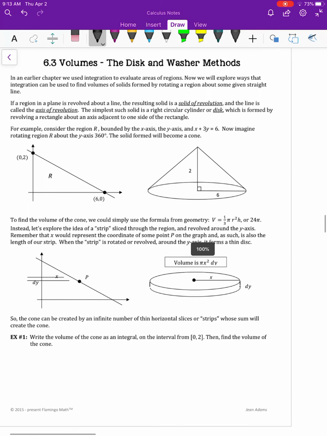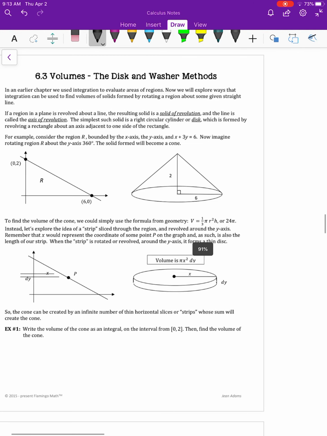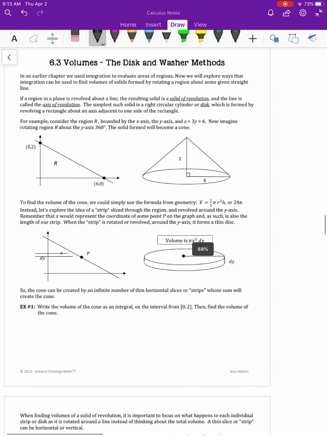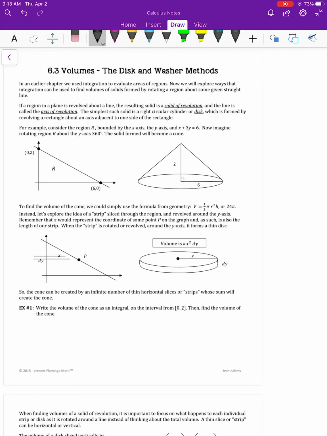If a region in a plane is revolved about a line, the resulting solid is a solid of revolution, and the line is called the axis of revolution. The simplest such solid is a right circular cylinder, or disk, which is formed by revolving a rectangle about an axis adjacent to one side of the rectangle. So if we had a rectangle, let's say that this was going through the line y equals 3, and let's say this was going through the line x equals 4, and we revolved it about the x-axis.